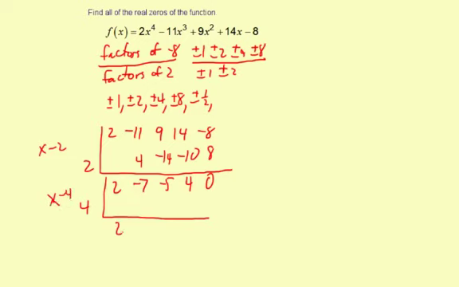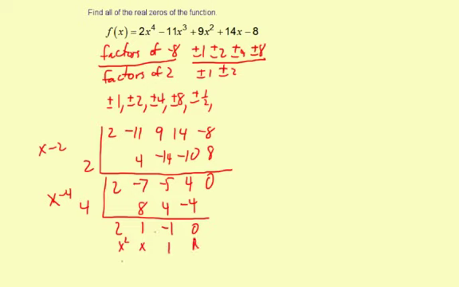Okay, so bring down the 2. 2 times 4 is 8, add to get 1. 1 times 4 is 4, add to get -1. -1 times 4 is -4, add to get 0. So in fact 4 is another 0. And then this is x squared, x, the 1's, and the remainder.